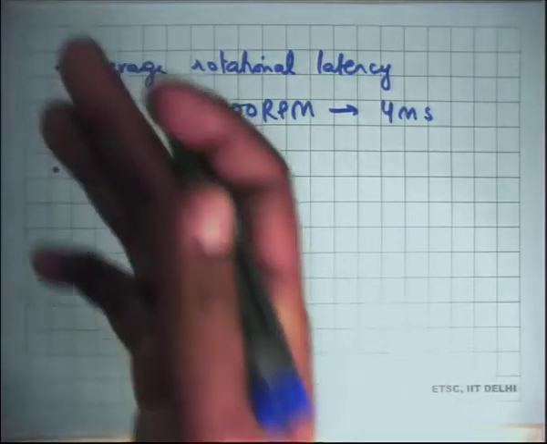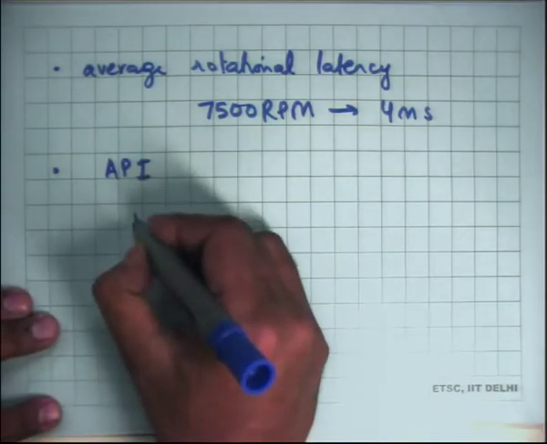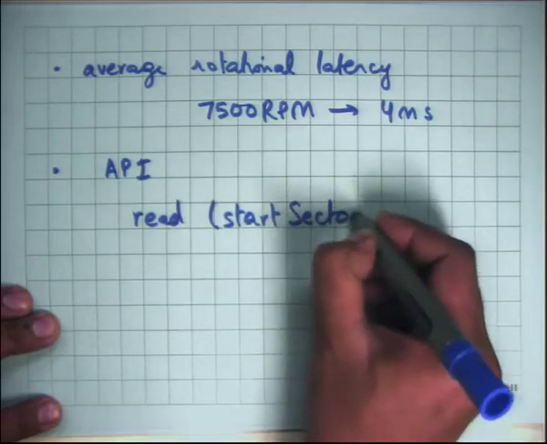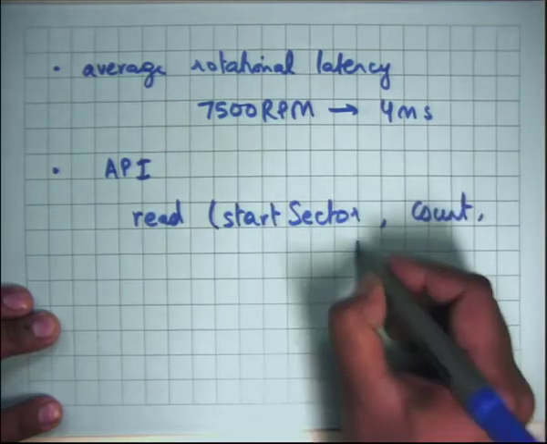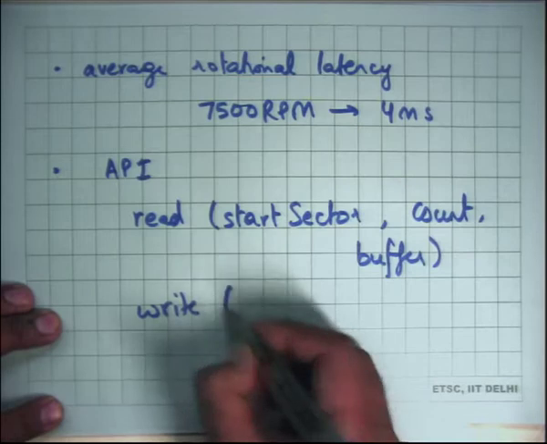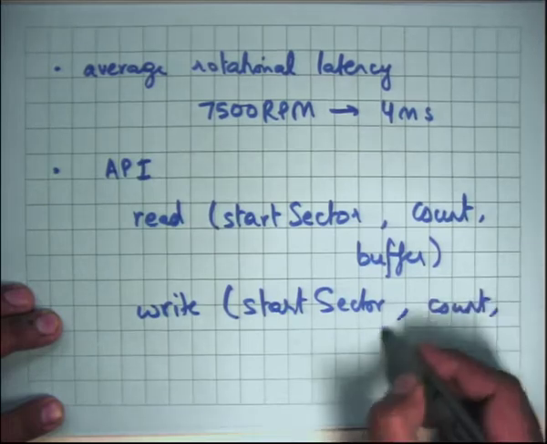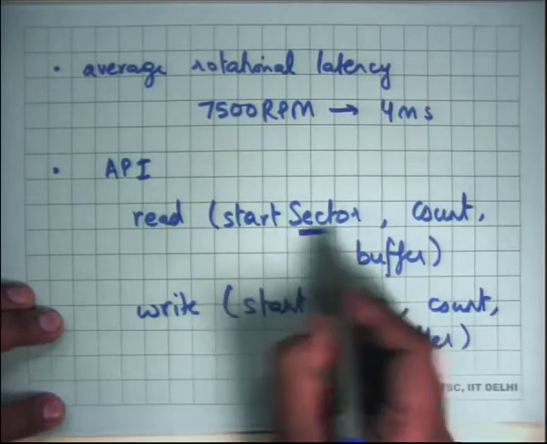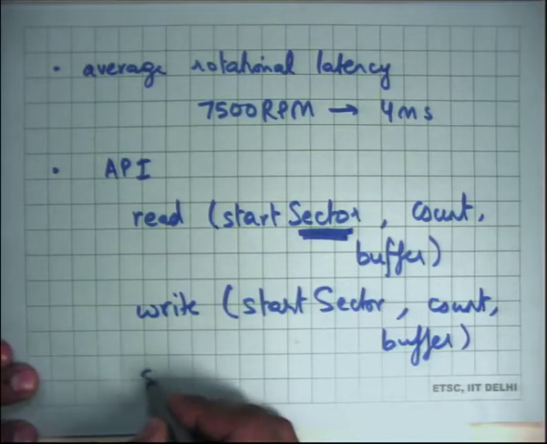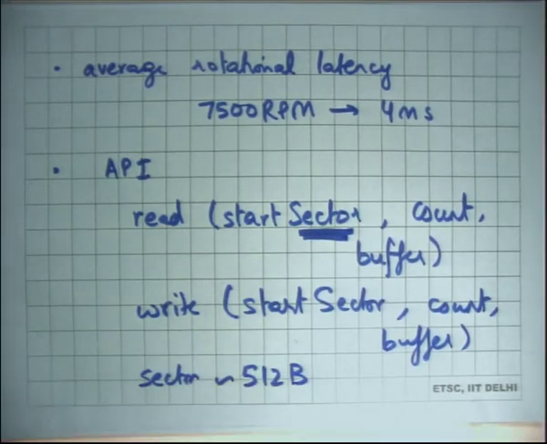And what's the API of a disk? Or in other words, how can the OS access the disk? If I were to write it at a high level, basically you can say read, you can specify a start sector, a count, and a buffer, right, and similarly you can do write, same thing: start sector, count, buffer. A sector is basically a unit of storage within a track, and typically a sector today is 512 bytes.